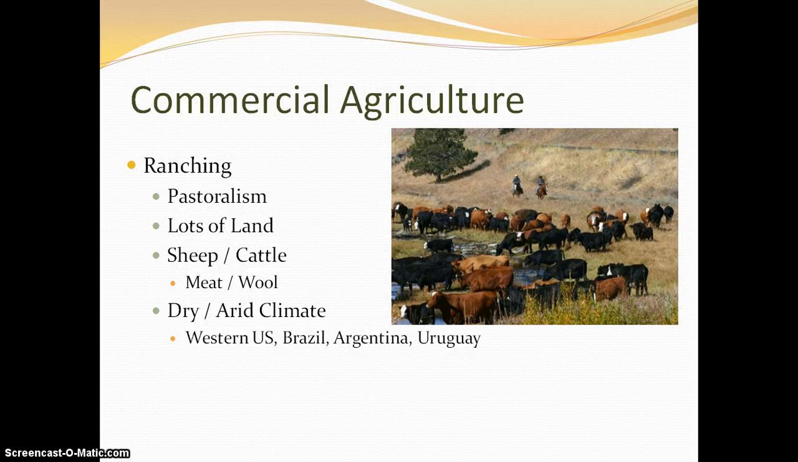You find ranching in more developed countries, in areas that tend to be dry, very arid, areas that are not necessarily good for growing and raising crops. So you can see here some of the different places we find them: Western United States, Brazil, Argentina, and Uruguay.